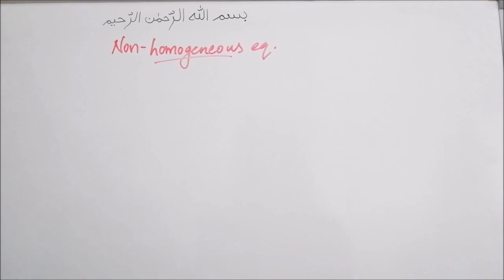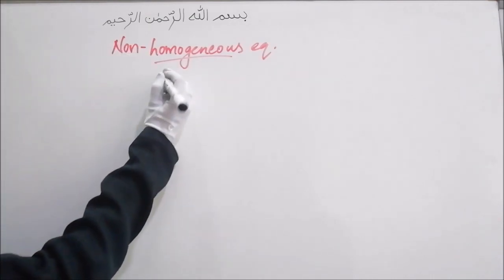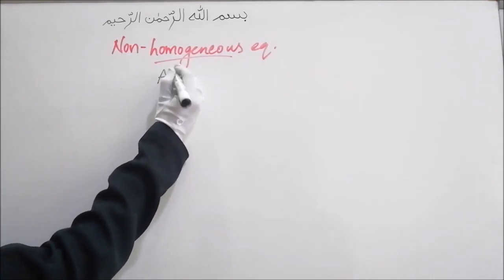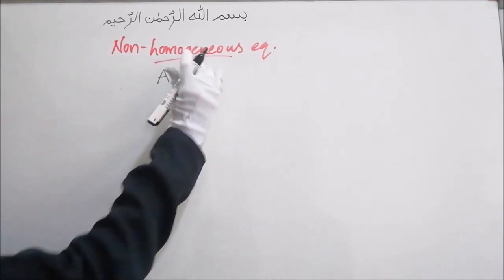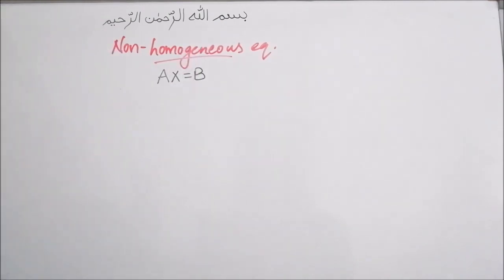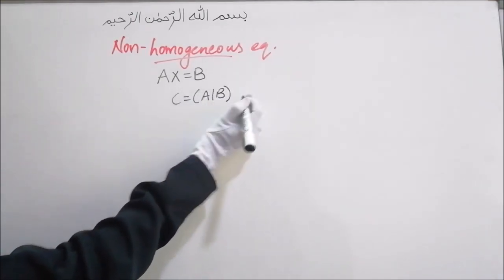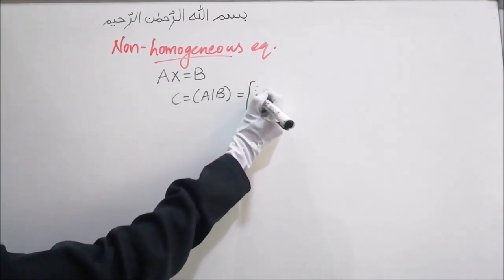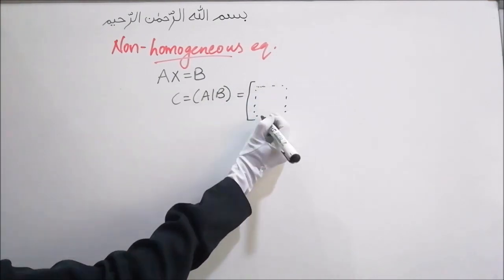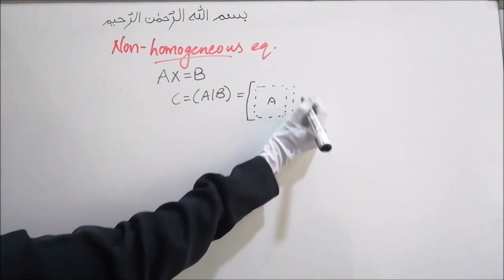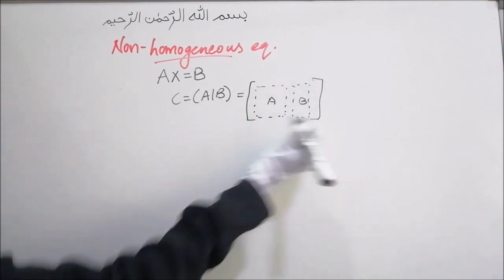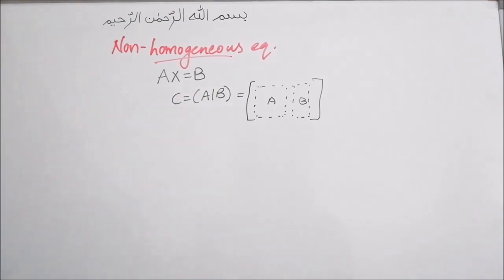Now we will look into non-homogeneous equations. Non-homogeneous equations are of the form Ax = b. If b is equal to 0, then we have a homogeneous equation. To find the solutions of these types of equations, we first make an augmented matrix. This augmented matrix is a combination of A and B, where you first put the square matrix A and then the column matrix B. You will get the augmented matrix C.